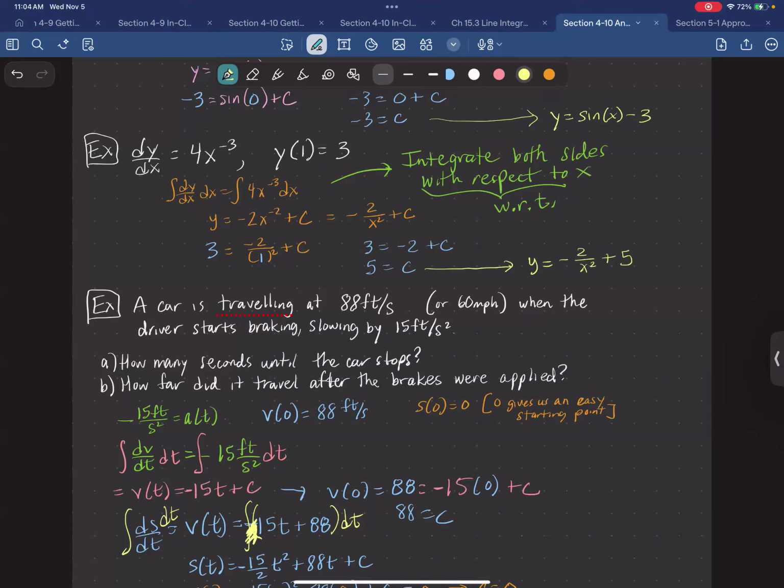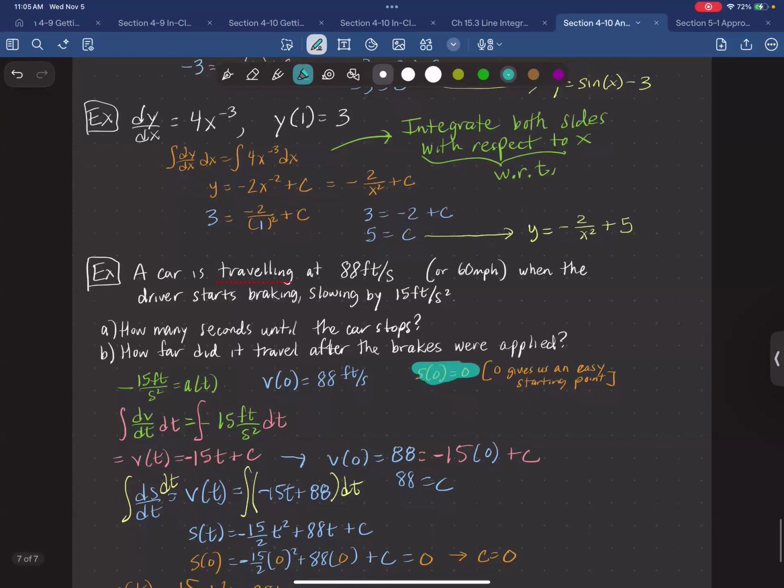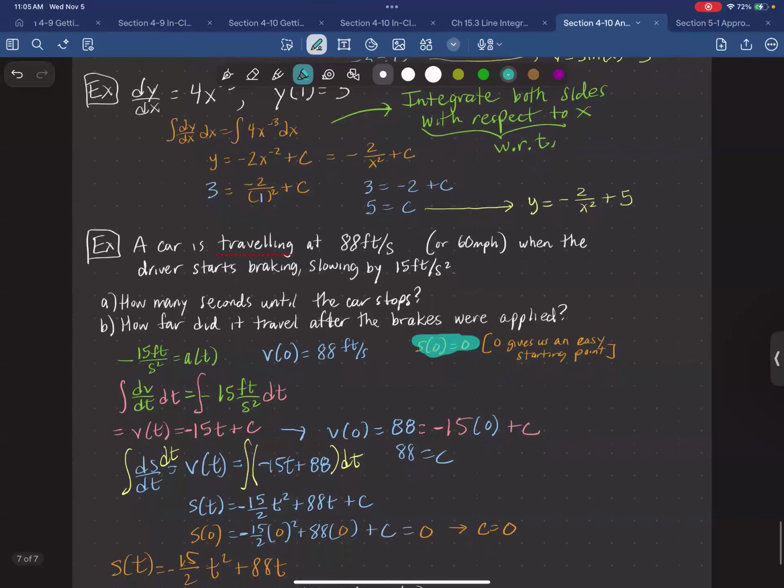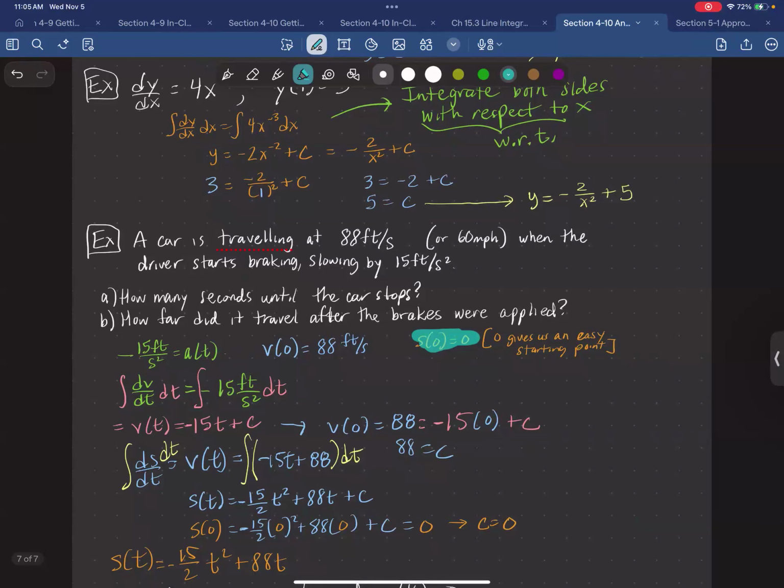That looks bad. There we go. That looks a little bit better. Integrate both sides with respect to t. The t goes up to t squared. We divide by the 2. We've got the 88. It gets a t and we add a c. We're going to use our initial condition to find out what the c is. If I plug in 0, I get that c equals 0, and that goes away. So s of t is just negative 15t squared over 2 plus 88t.